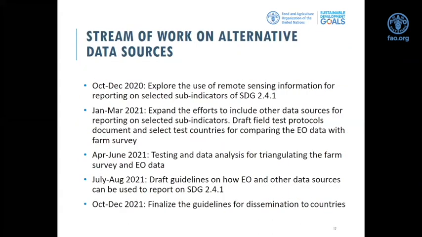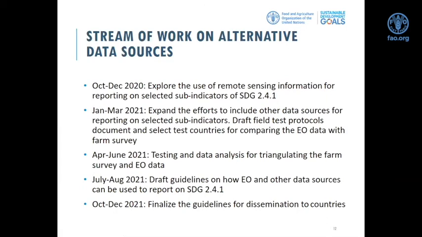So as I was mentioning, there was large interest from countries that they still would like to use alternative data sources. And though the methodological note of SDG 2.4.1 is providing some kind of indication for countries to use it, it doesn't go into the details on how to. So this is why we have started this program of work on alternative data sources. From October to December, we have already started working. We have onboarded experts who are going to help us work on further developing this approach. To begin with, we will start with remote sensing, or earth observation, and then we will see how we can make use of remote sensing, GIS or earth observation to report on some selected sub-indicators of 2.4.1.